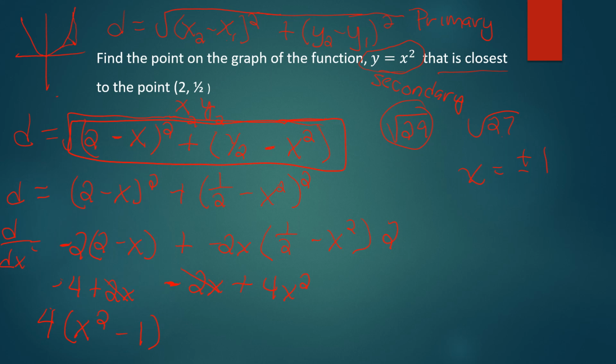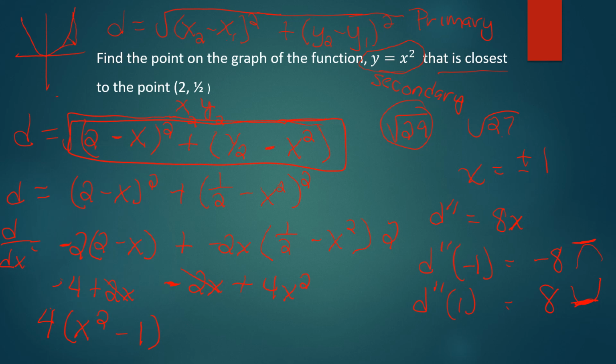That's not too bad. So which one is a minimum? Well, I take my second derivative. D double prime would give me 8x. So we see when it's negative 1, that's going to be negative 8. When it's positive 1, it's going to be positive 8. So we're trying to find the closest, so we're trying to find a minimum. Concave down produces a maximum. Concave up produces a minimum.